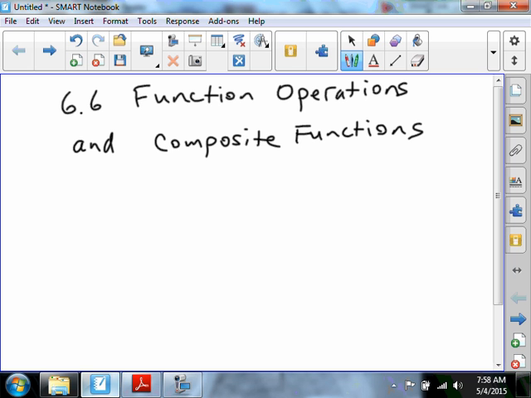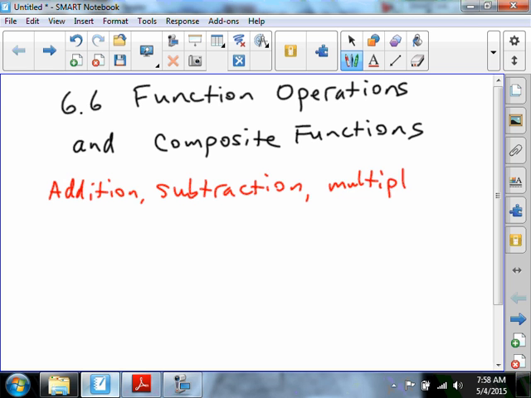So what we're talking about then is addition, subtraction, and multiplication. There's actually a 4th operation we're going to be talking about, and that's division. But a different set of rules applies when we're talking about functions.